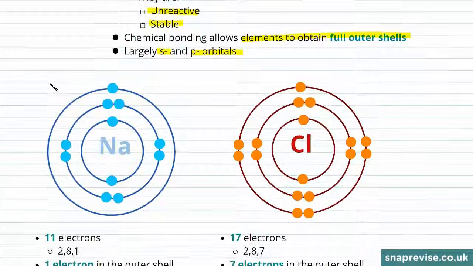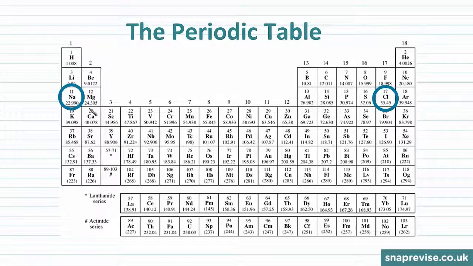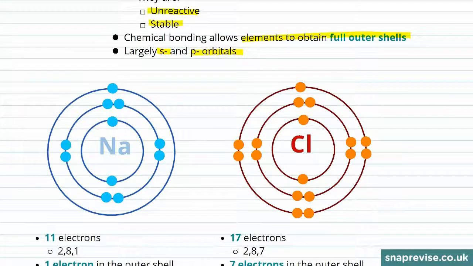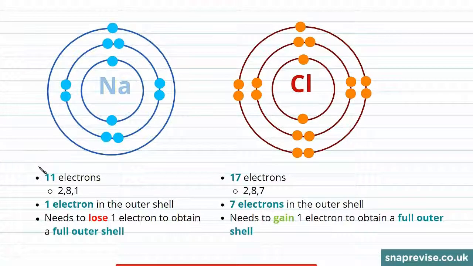So if we have a look at our sodium and chlorine, looking at our periodic table, we can see sodium is over here with 11 electrons and chlorine over here with 17. So looking back at our diagram, I've gone ahead and drawn out both sodium and chlorine, showing all the electrons in the orbitals. Now you can see that sodium has 1 electron in its outermost orbital. Chlorine has 7. I'm just going to go ahead and highlight them all so you can see. So, sodium needs to lose this 1 outer electron to gain a full outer shell, whereas chlorine needs to gain 1 electron to obtain a full outer shell.